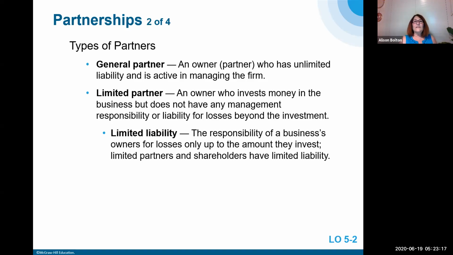Now, looking again at the general partner, they have definitely initially unlimited liability. They better have deep pockets then. The limited partner, just the investing one, doesn't have to worry about any management or anything else. And this is like a silent partner.